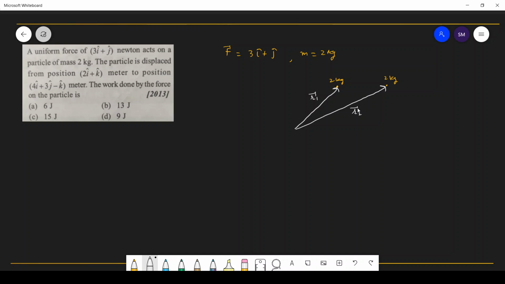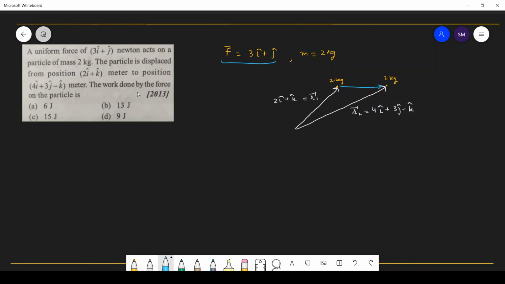R1 is given to you, that is 2i cap plus j cap, and R2 is given to you as 4i cap plus 3j cap minus k cap. So this mass is displaced by a constant force, and this force is given by 3i cap plus j cap, right? That's the force acted on the mass 2 kg and has taken the mass 2 kg to this coordinate.